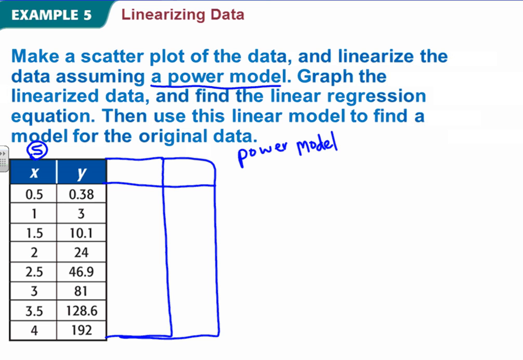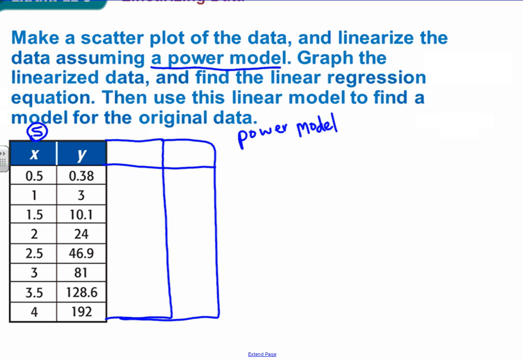So it says make a scatter plot, then linearize it, graph the linearized data and find the linear regression, then use the linear regression to find a model of the original data. So this is a big exercise for us in manipulating things. I would write that down, and then I would type this in list 1 and list 2 and make the scatter plot. I'll give you a moment to do that.